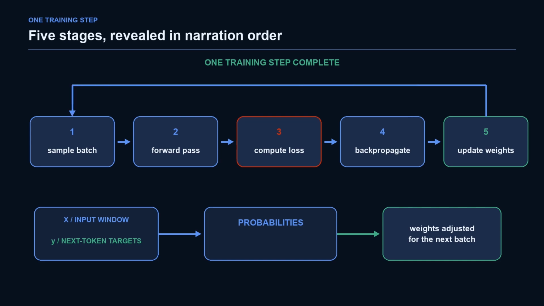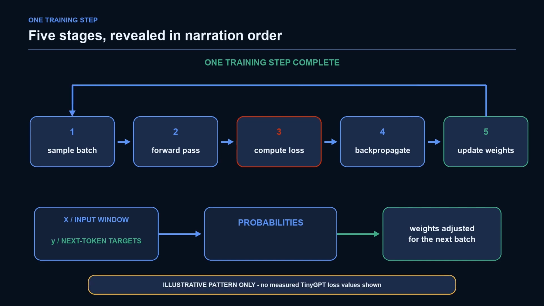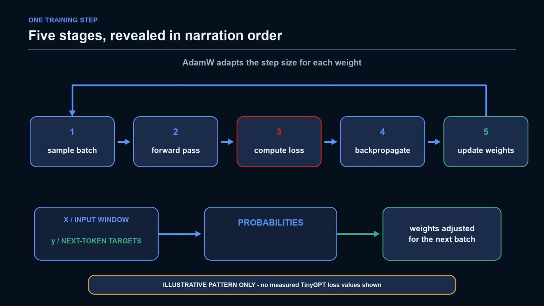TinyGPT runs this loop thousands of times. Early on, the loss is high, the model is just guessing randomly, but after enough steps, the loss drops. The model has started to pick up patterns in the data. The optimizer that handles the weight updates in TinyGPT is called AdamW.